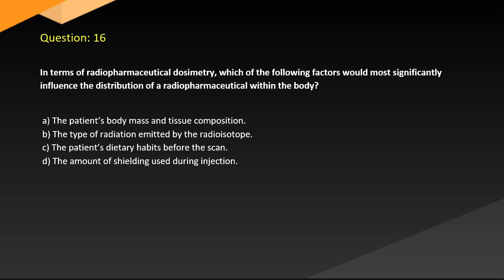Question 16. In terms of radiopharmaceutical dosimetry, which of the following factors would most significantly influence the distribution of a radiopharmaceutical within the body? A. The patient's body mass and tissue composition. B. The type of radiation emitted by the radioisotope. C. The patient's dietary habits before the scan. D. The amount of shielding used during injection.